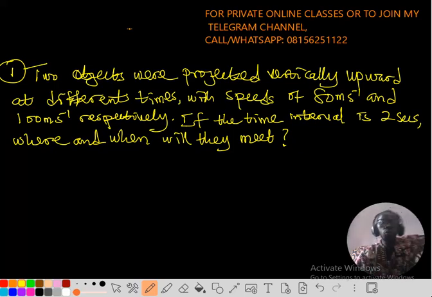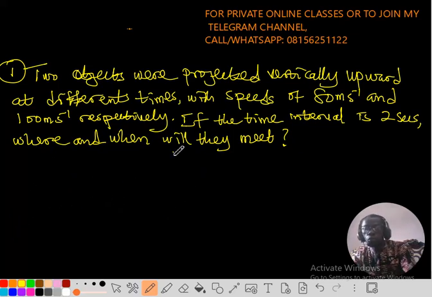Alright, two objects were projected vertically upward at different times with speed of 80 meters per second and 100 meters per second respectively. If the time interval is 2 seconds, where and when will they meet?